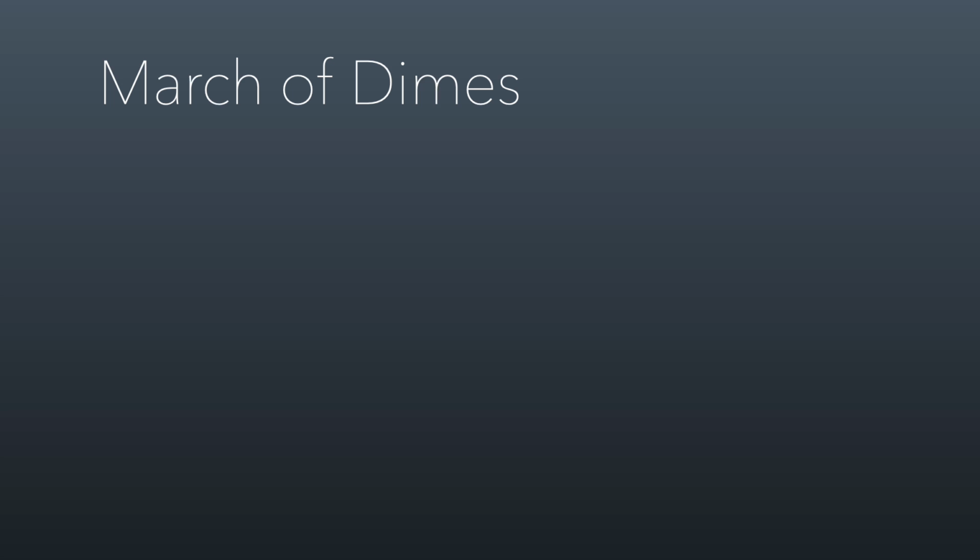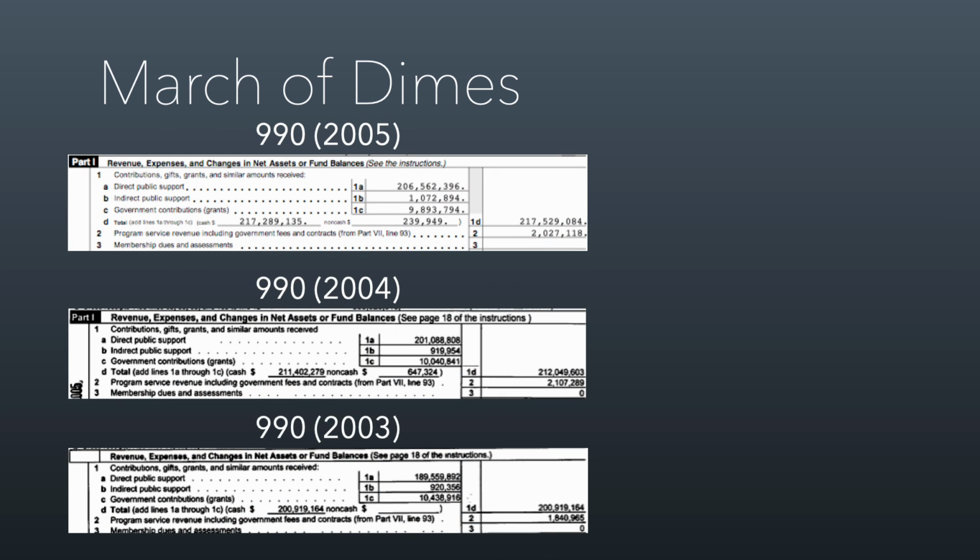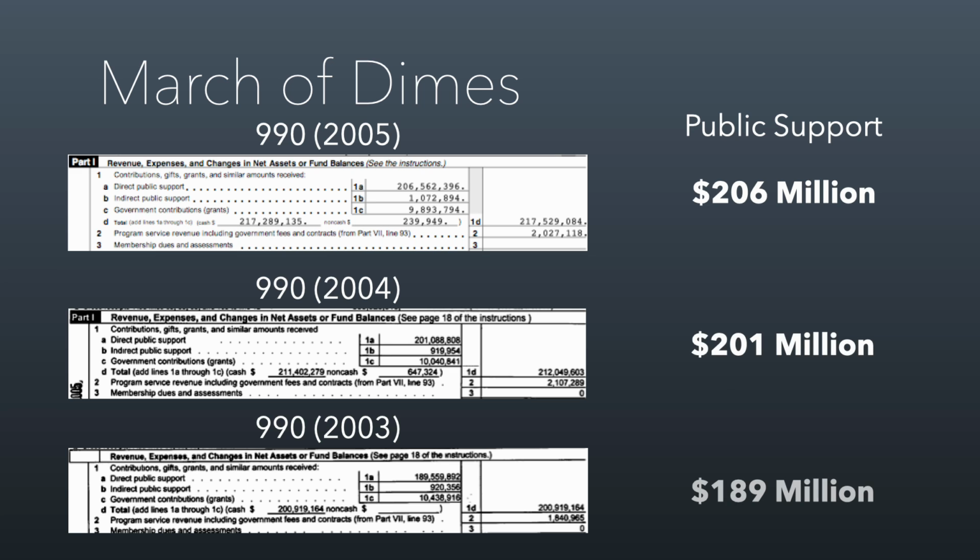Here are the 990 statements of revenue for the March of Dimes during this 3-year period, 2003 to 2004, and then 2004 to 2005. So we have three snapshots of their revenue for that year. And then with this, we can make comparisons between them. I'm going to pull out their total direct public support. So this is what they raised in donations in each of those years.